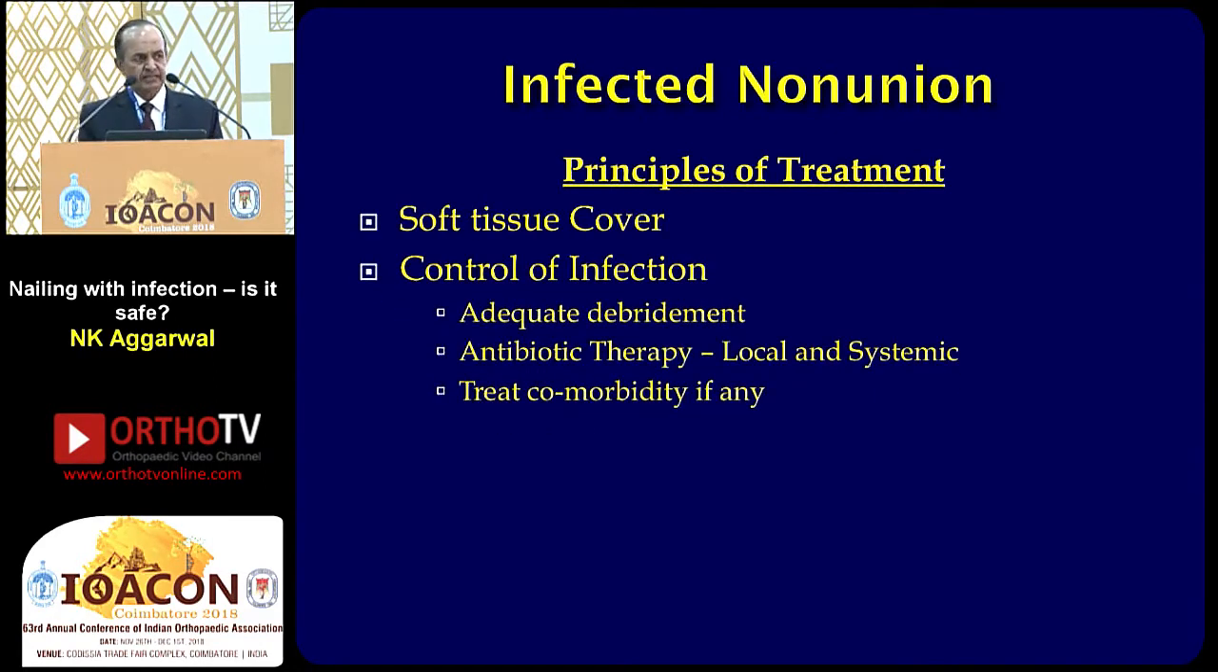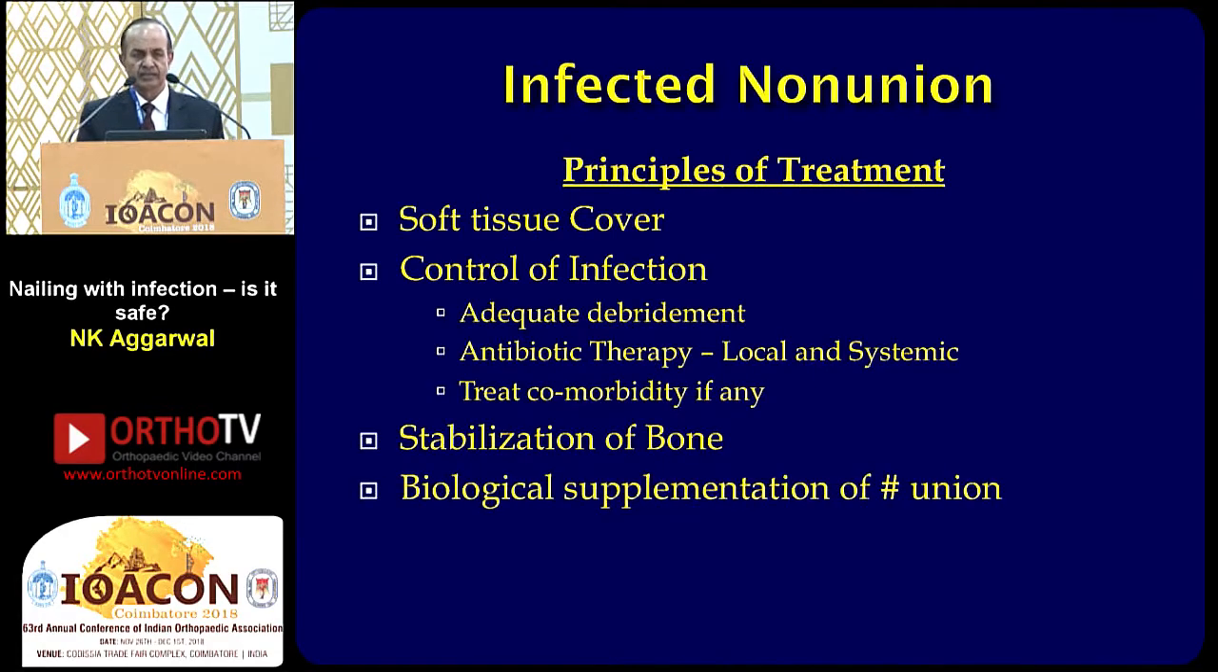We must get control of infection with adequate debridement and antibiotic therapy, the mainstay of which is local antibiotic delivery system today, and systemic as well for some time. Any comorbidities need treatment. Stabilization of bone: there are varieties of ways of stabilization of bone, and presently interlocking nail is probably the best. And then biological supplementation of fracture union.